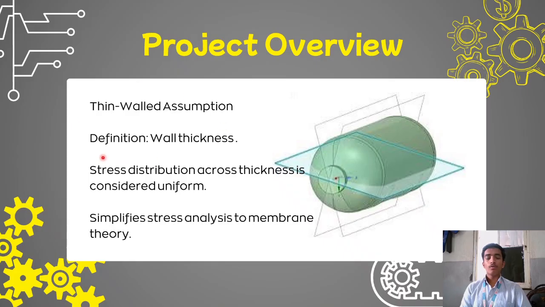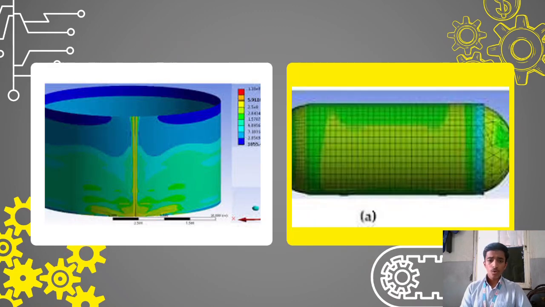Then we have the definition of thin wall thickness, because if we take a cylindrical fuel tank, we have to find the wall thickness. Stress distribution across thickness is considered uniform. So simplify stress analysis to membrane theory. So we are assuming that thin wall cylinders are like this. This is vertical and this is horizontal. So this is covered by a side and the main portion is cylindrical.